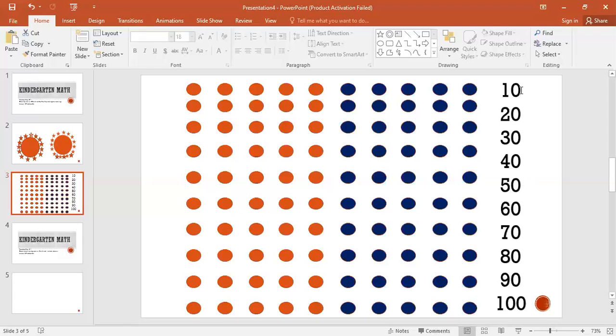Okay, let's count forwards. You ready? 10, 20, 30, 40, 50, 60, 70, 80, 90, 100. Let's count backwards again. 100, 90, 80, 70, 60, 50, 40, 30, 20, 10.